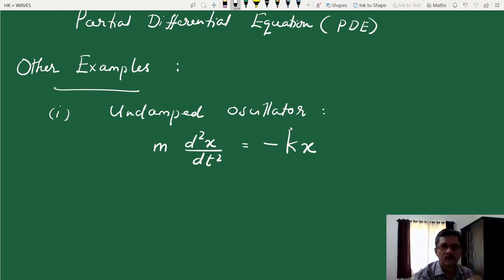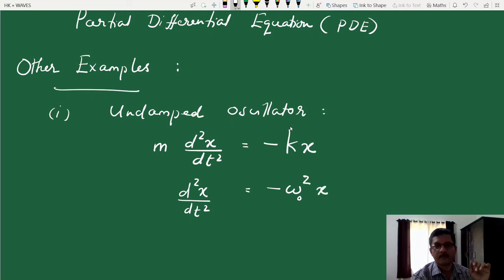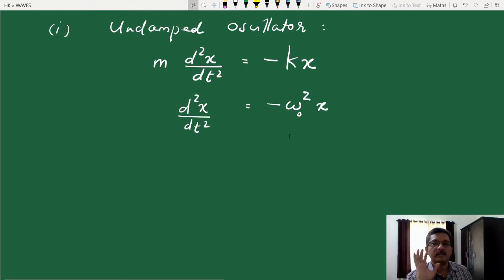This you can also rewrite by dividing throughout with mass, and you write this as d square x by dt square equal to minus k by m into x. k by m is called omega 0 square. So we can also write it like this. This is the differential equation of an undamped oscillator, or the differential equation of a particle undergoing simple harmonic motion. What are the properties of this differential equation as far as we are concerned?